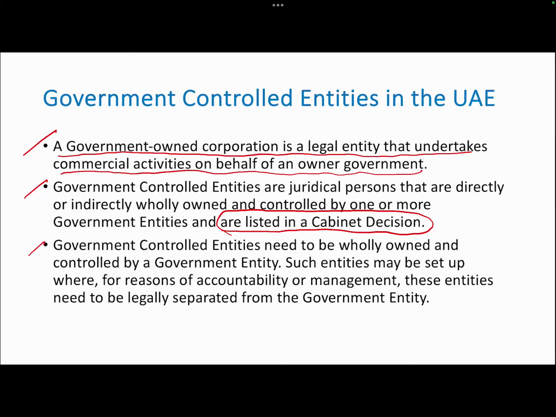Now, the third point, government controlled entities need to be wholly owned and controlled by a government entity. Such entities may be set up for reasons of accountability or management. These entities need to be legally separated from the government entity. Okay, let's move to the next slide.